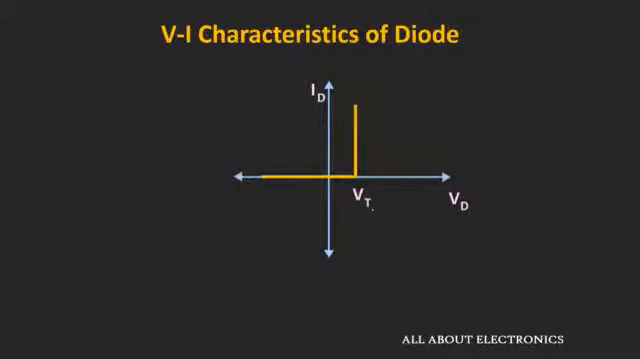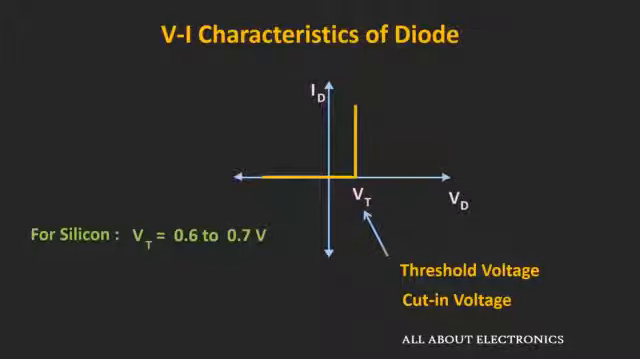So up to a certain threshold voltage, the diode will not allow any flow of current. And whenever the applied voltage crosses this threshold voltage, then only the diode will allow the flow of current. So this voltage is known as the threshold voltage or the cut-in voltage for the diode. Now like I said before, this diode is a semiconductor device and usually it is made up of either silicon or germanium. So for silicon, this threshold voltage is in the range of 0.6 to 0.7 volt, while for germanium usually it is around 0.3 volt.